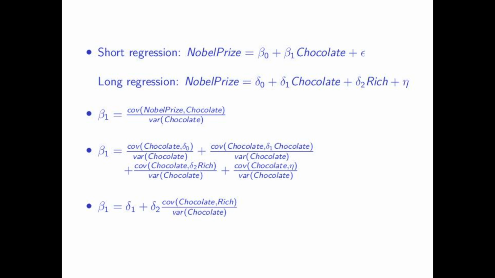And if you look very closely at the last fraction, you can see that this is actually just the coefficient from a regression of rich on chocolate. So if we call this theta, whatever we get out of there, what we will end up with is exactly the famous omitted variable bias formula.